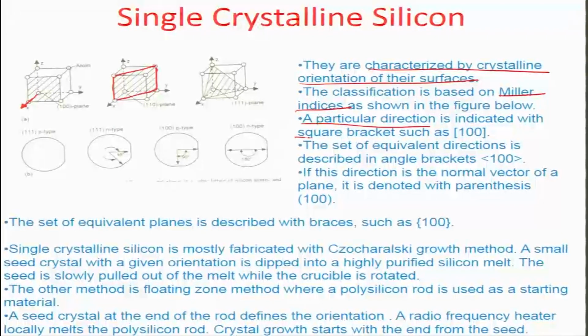So, a square bracket such as [100] is used to represent the direction. For example, coming back here, the direction in which this Miller index is 100 is represented by the red arrow, and this hatched plane, which is perpendicular to the direction indicated by the red arrow, is actually the plane 100. So, obviously, the parenthesis changes. It is the circular brackets which come up for representing a plane which has a primary direction 100 perpendicular to the set of planes.